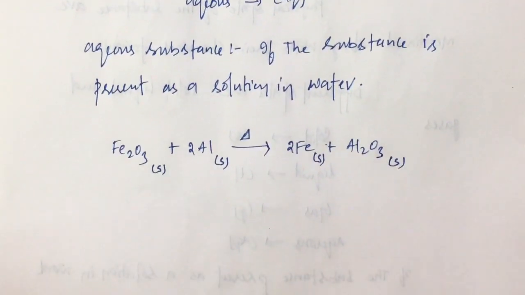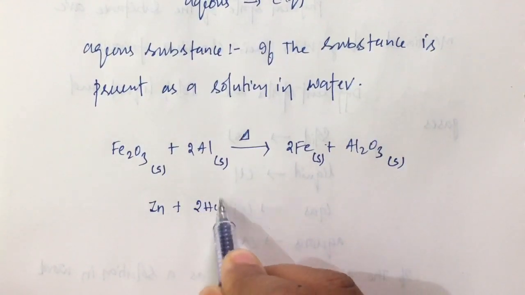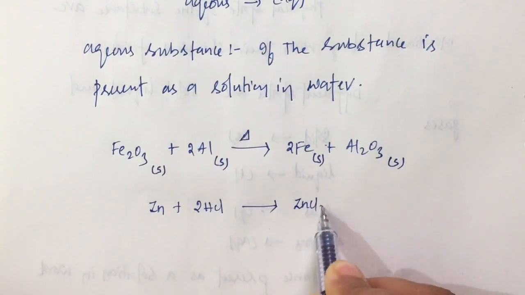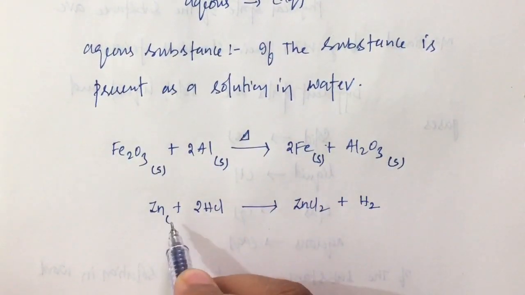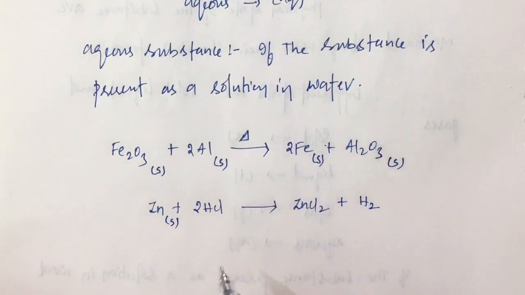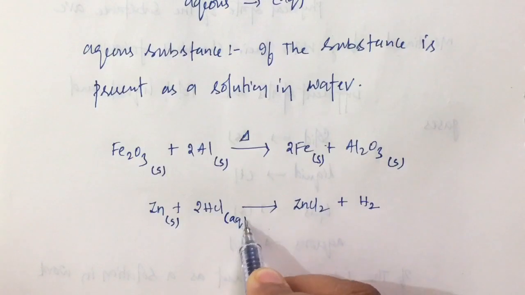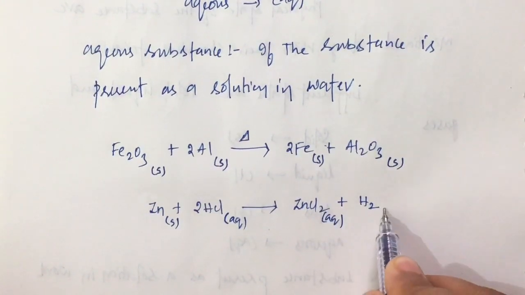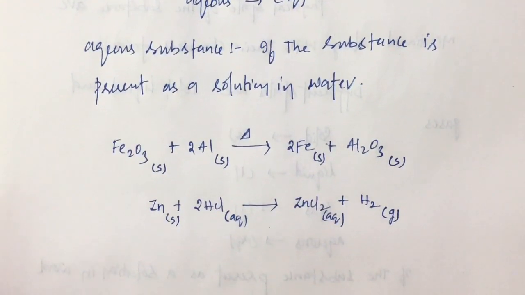One more example: Zn plus 2HCl gives rise to ZnCl2 plus H2. So zinc is an element which is solid in nature. Hydrogen chloride is aqueous. Zinc chloride is aqueous. Hydrogen gas is represented by G. Hope you have understood this.